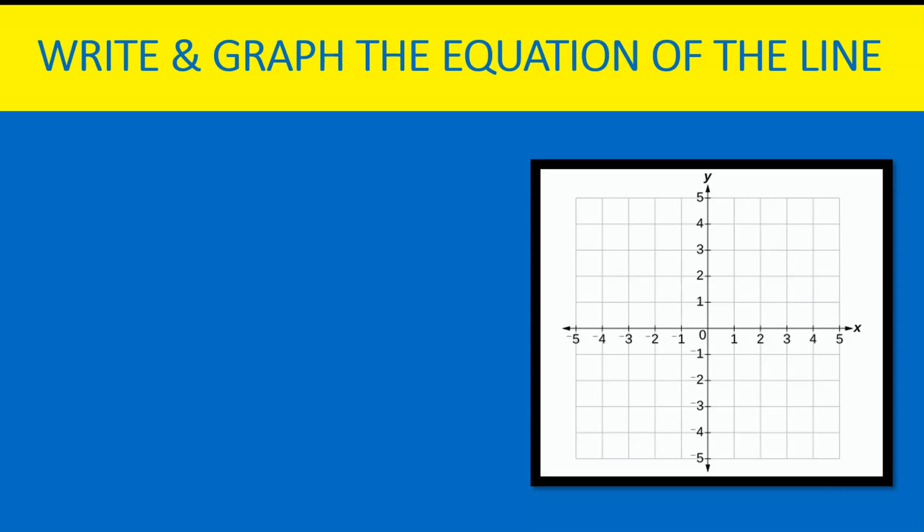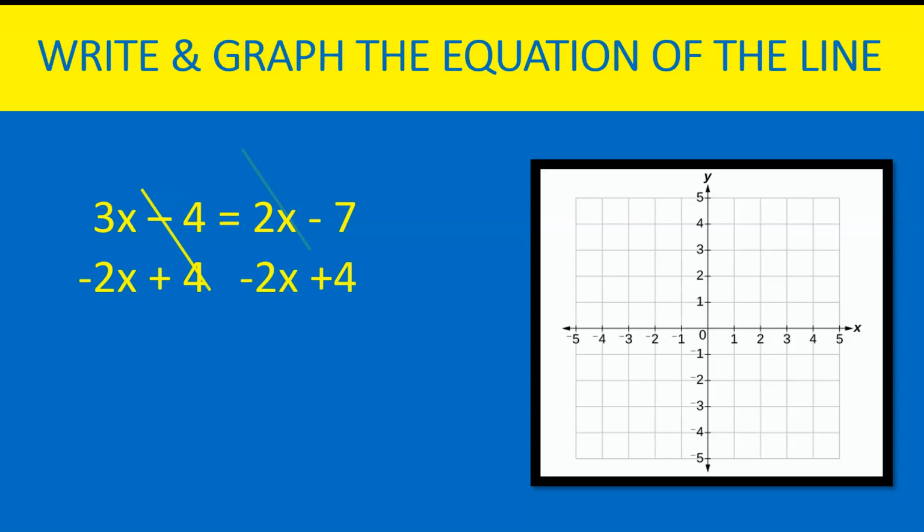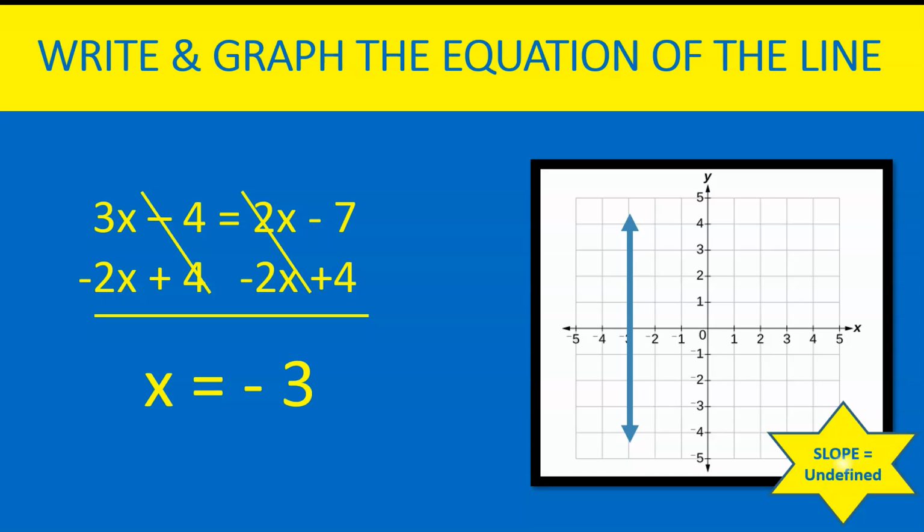All right, let's try some of these. We have the equation 3x minus 4 equals 2x minus 7. We're going to do a little bit of math and move things around. Some things will cross out, and then we bring down what we have left, and we will have left x equals -3, which is a vertical line that crosses the x-axis at -3, and it has a slope of undefined. This is your VUX.